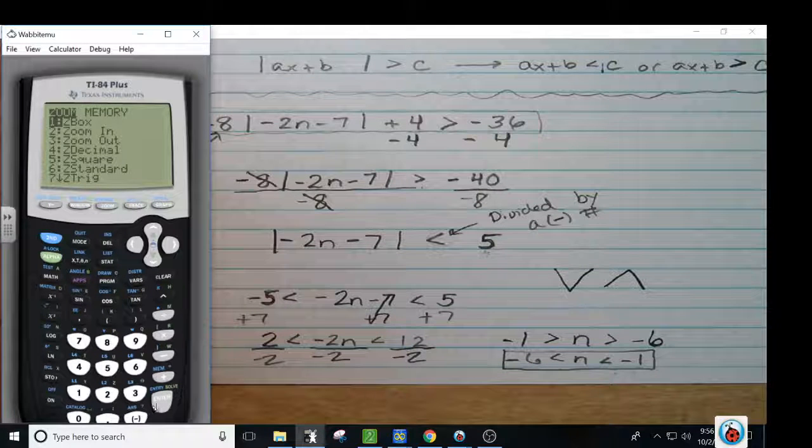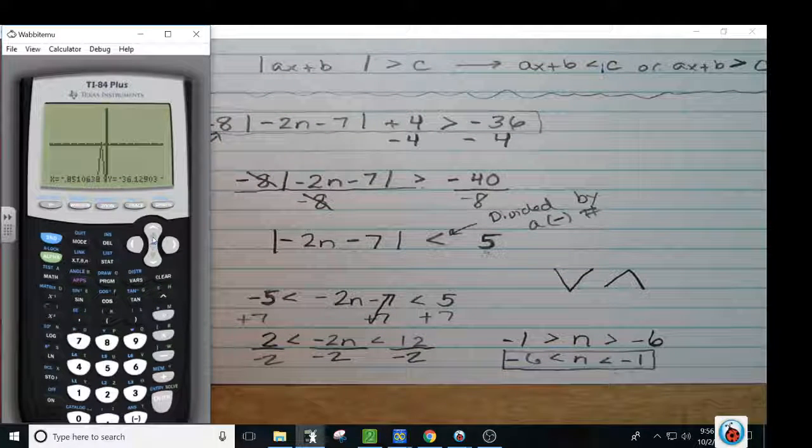Now, guys, I'm going to do Z-Box. I'm going to try to draw so we can see it better. You don't have to do this if you don't want to.